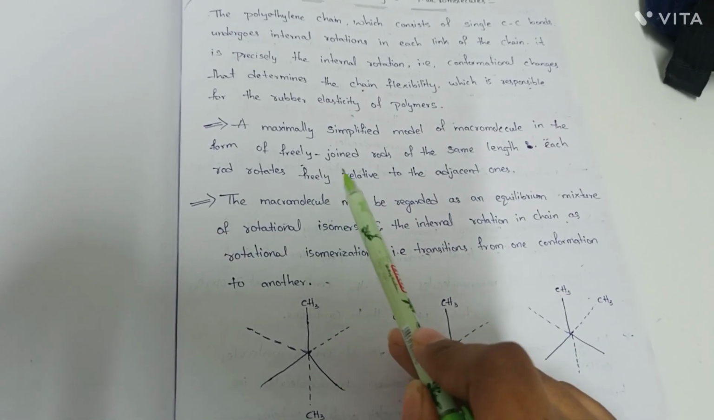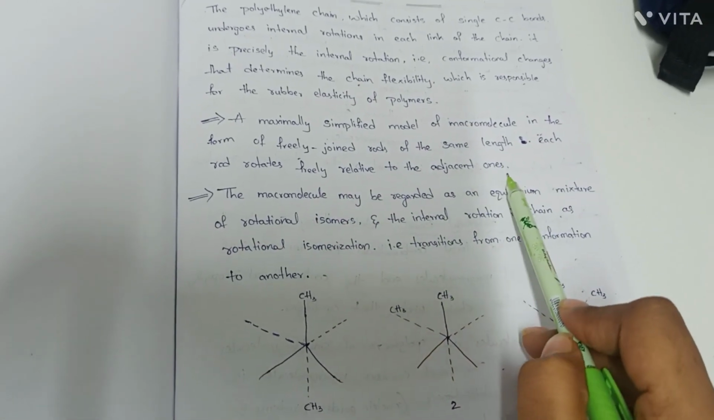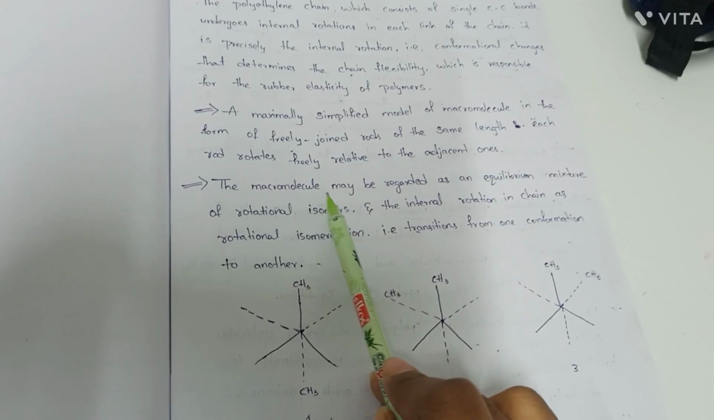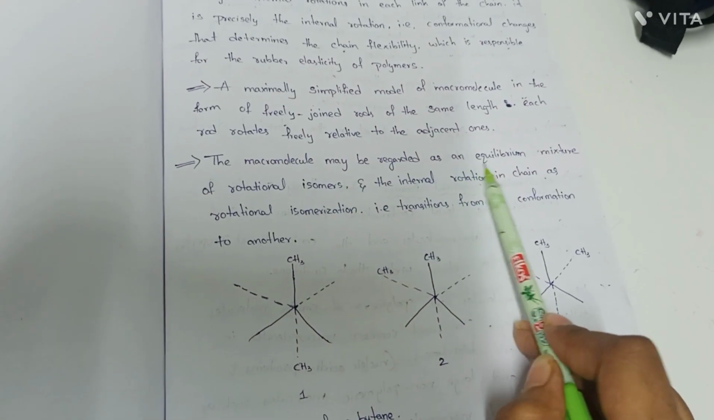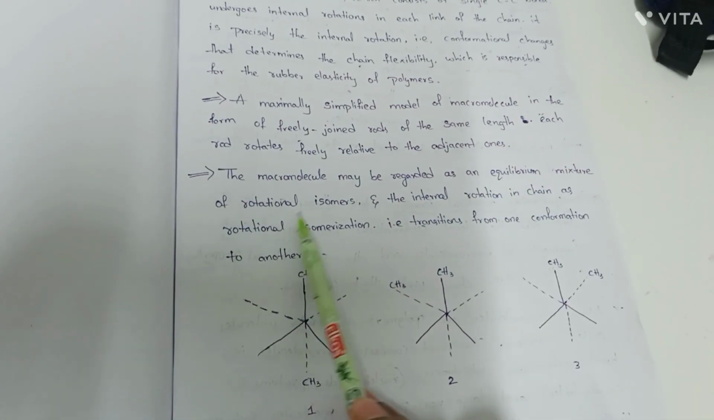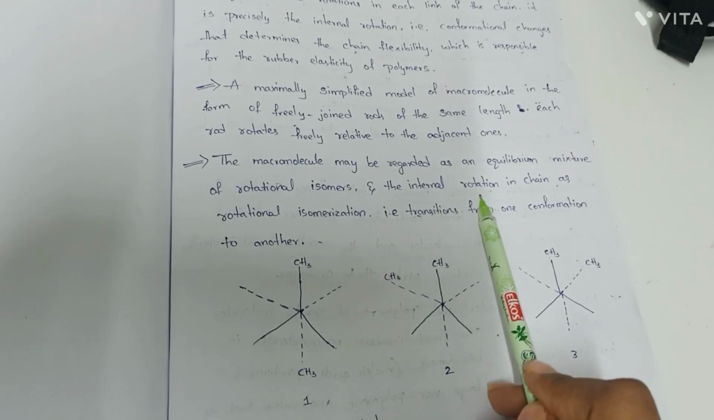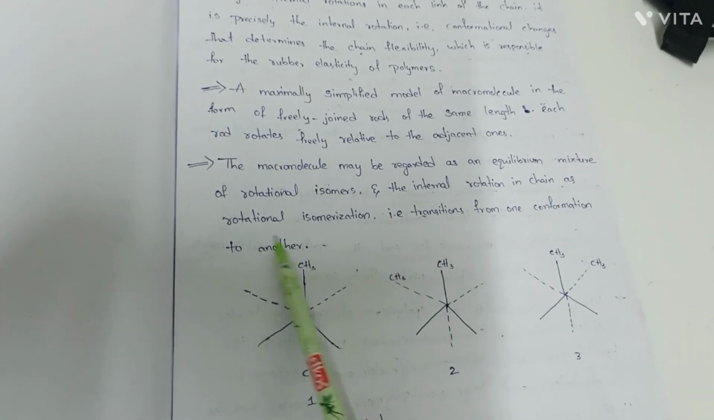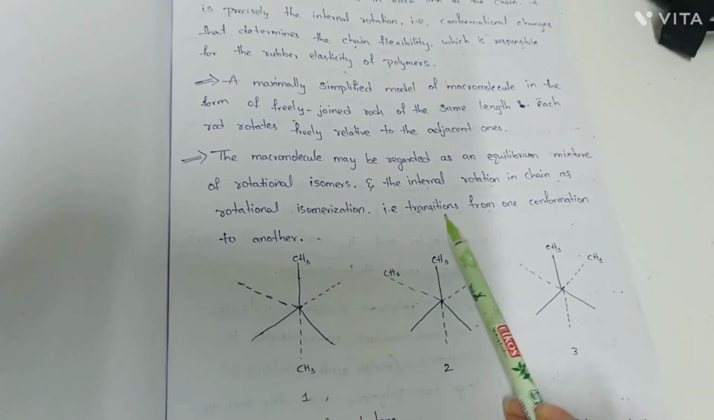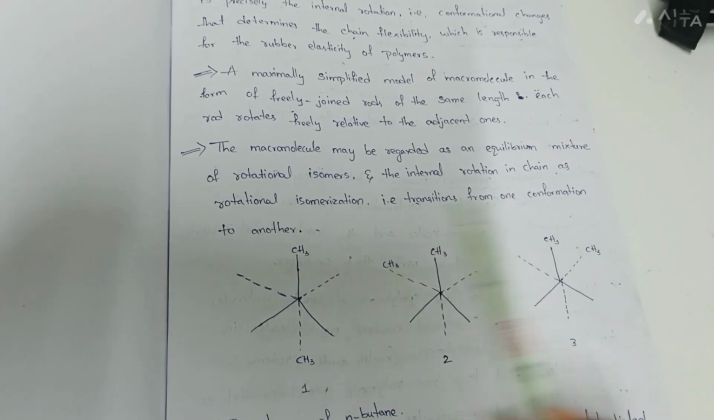A maximally simplified model of a macromolecule is in the form of freely joined rods of the same length. Each rod rotates freely relative to the adjacent ones. The macromolecule may be regarded as an equilibrium mixture of rotational isomers, and the internal rotation in the chain as rotational isomerism, that is, transitions from one conformation to another.